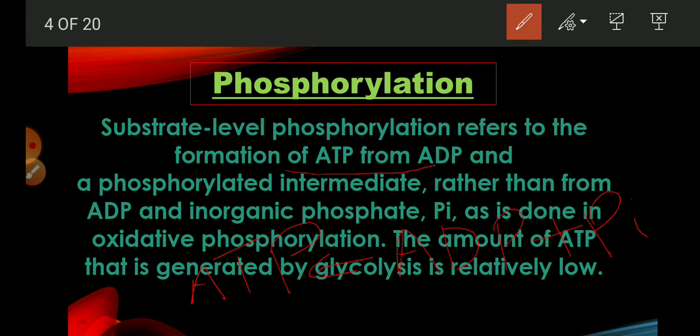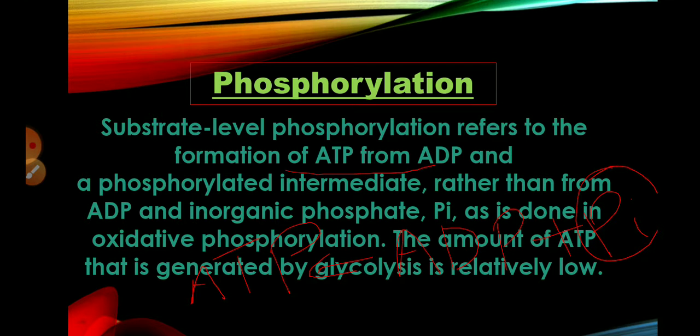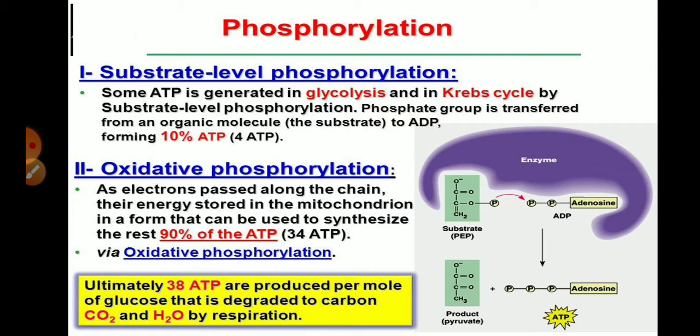in cellular respiration, substrate level phosphorylation is done. It means ATP is produced directly. How is it produced? Inorganic phosphate is not utilized here, but the phosphate is taken from the intermediate or from a phosphorylated substance. How it is done, we will see right now here.